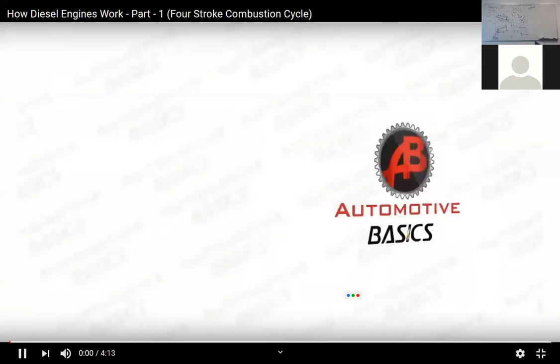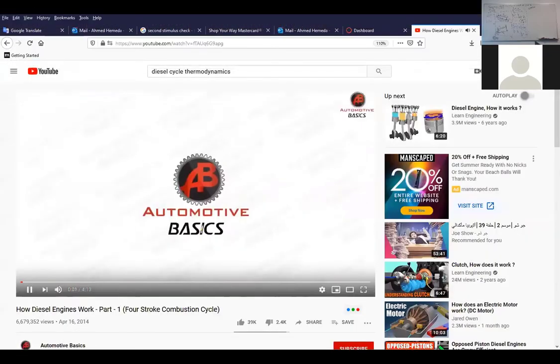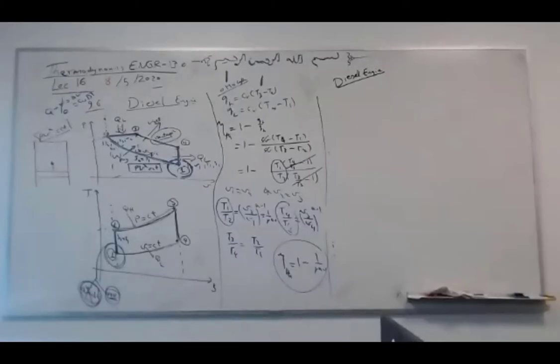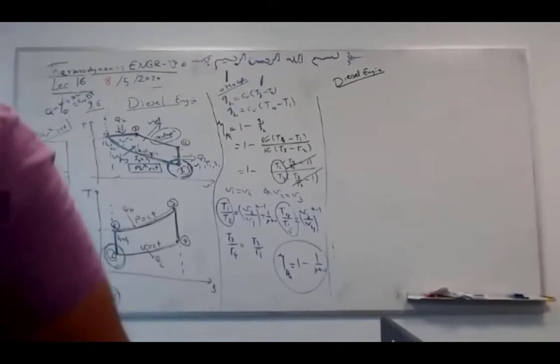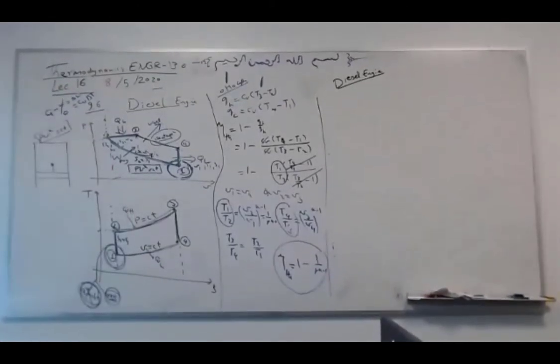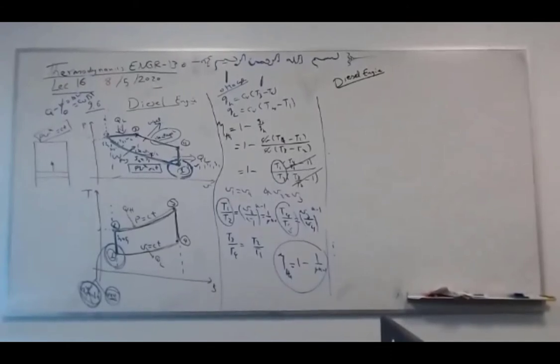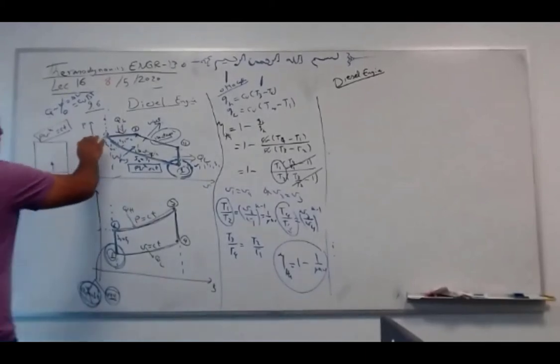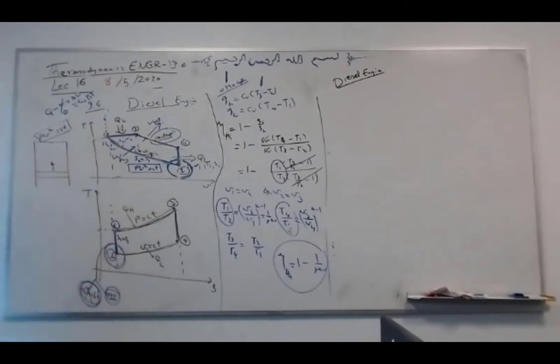Okay, guys, did you learn something from this video? Yeah. So the major difference between the diesel cycle and the Otto cycle is that heat addition was at constant volume for Otto, and here at constant pressure for diesel. That's the major difference. There is another difference, guys. Can somebody tell me what the difference is?